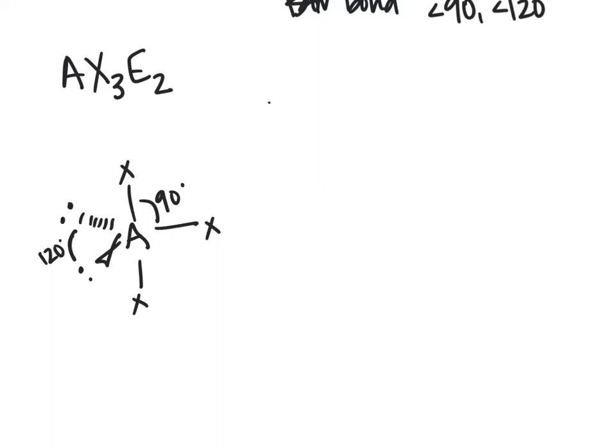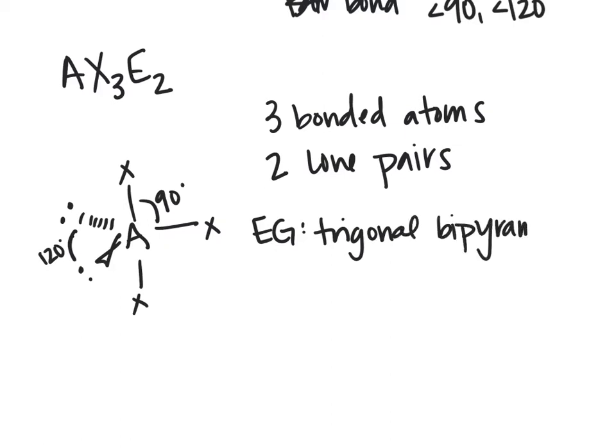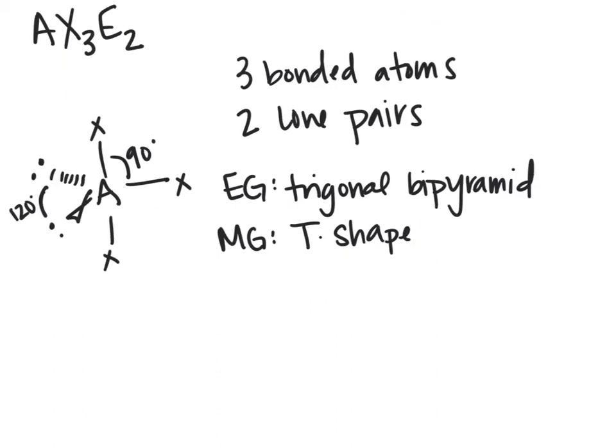So we have 3 bonded atoms, two lone pairs. The electron geometry is still trigonal bipyramid. And this molecular geometry might look similar because it's also T-shape. So if you remember back to the steric number of 6, we also had one that looked like this. So we often see the same shape, but the difference here is the number of lone pairs. And so our bond angles in this case are going to be slightly less than 90 degrees.